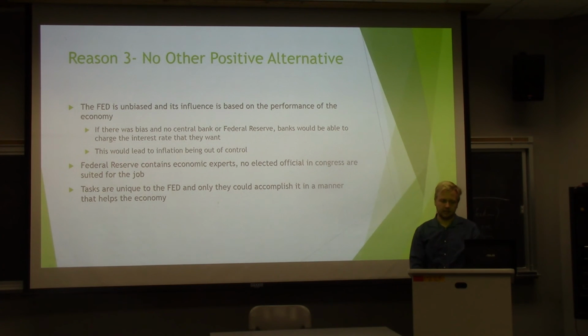Reason 3, there's no other positive alternative. The Fed is unbiased and is influenced based on the performance of the economy. If there was bias and no central bank or Federal Reserve, banks would be able to charge an interest rate that they want, resulting in an unpredictable interest rate and inflation being out of control.